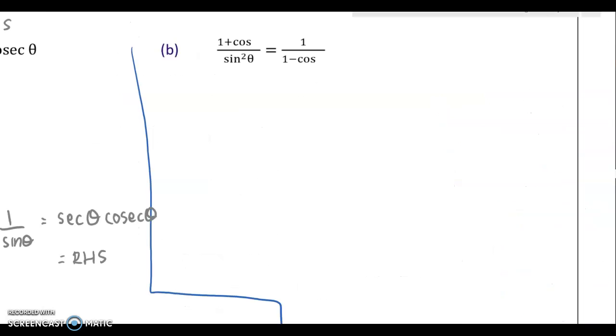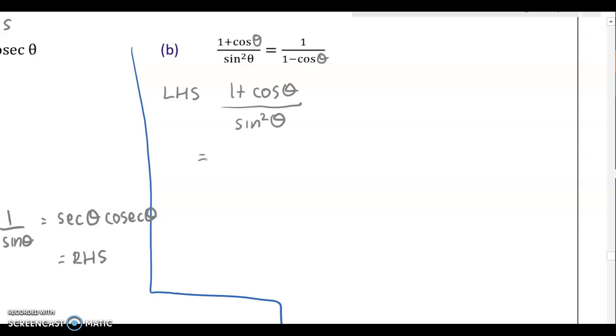Okay, let's move over to B. Remember, we're still showing the left-hand side is equal to the right-hand side. Our left-hand side says 1 plus cos theta over sine squared theta equals 1 over 1 minus cos theta. So I'm going to start like before with my left-hand side. We write that one down, and we see what can we do. Is there anything we can do with any of those terms?